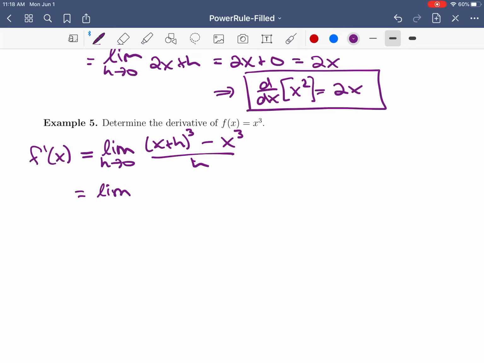Now we'd have to FOIL this all out. So it's x plus h times x plus h times x plus h. I'm just going to write what it expands to, but you should make sure that you can expand it to this. So it's x cubed plus 3x squared times h plus 3x times h squared plus h cubed.